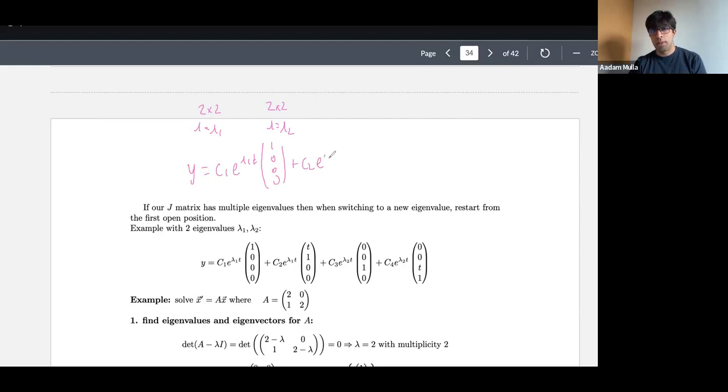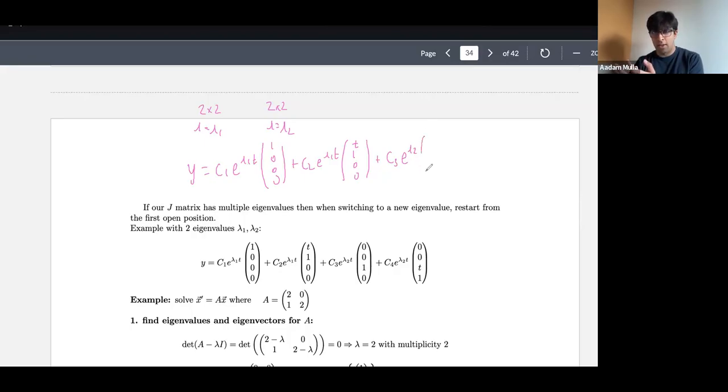Then the next one, e to the lambda 1 t. It's going to slide down one, so the 1 is going to slide down and make space for the t. Plus now c3, again, oh sorry, this should not be lambda 2. This should be lambda 1 again, because we have two lambda 1s. Now we're moving on to lambda equals lambda 2.